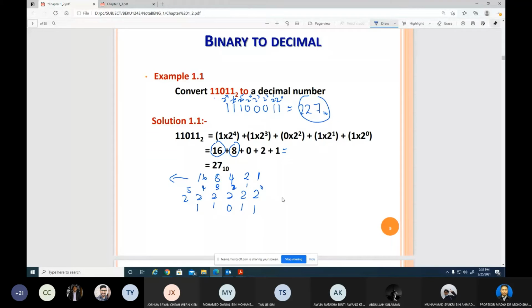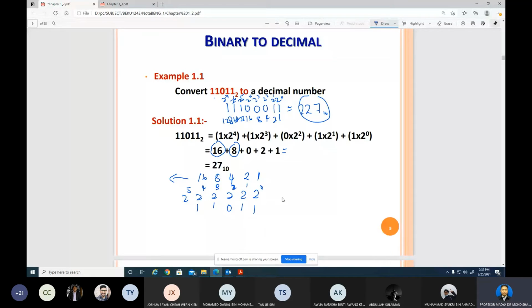So normally this one will be 1, 2, this one will be 4, and then this one 8, 16, 32, 64, and 128.